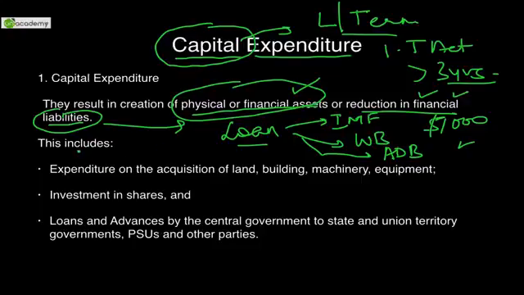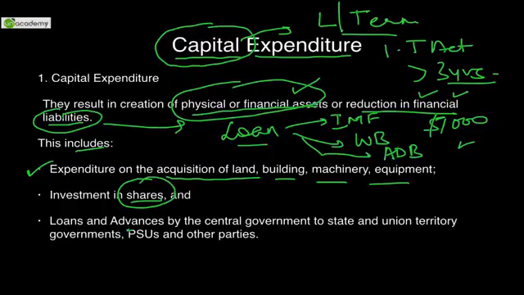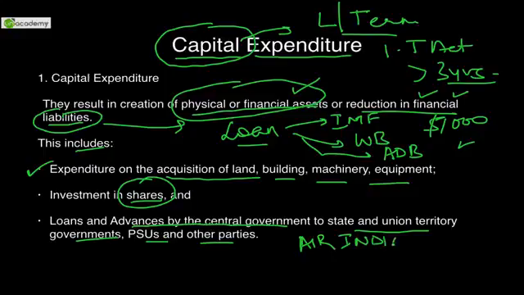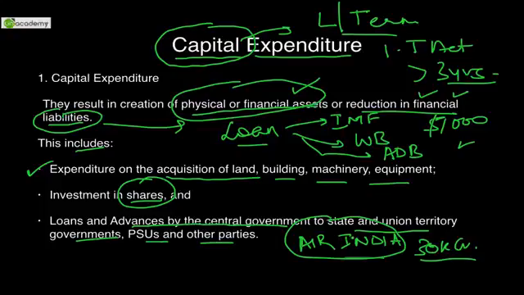Examples include expenditure on acquisition of land, on building, machinery, equipment, investment in shares, government also invests in shares, and loans and advances by the central government to state and union territory governments, PSUs, and other parties. So latest example can be Air India. If the government gives a bailout package to Air India worth 30,000 crores, so automatically it can be said that government is incurring this capital expenditure in order to revive this entity or this PSU, Air India Limited.